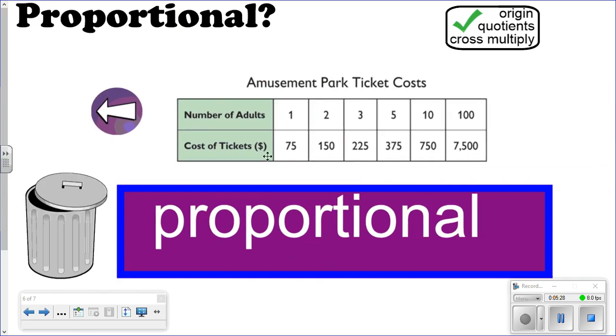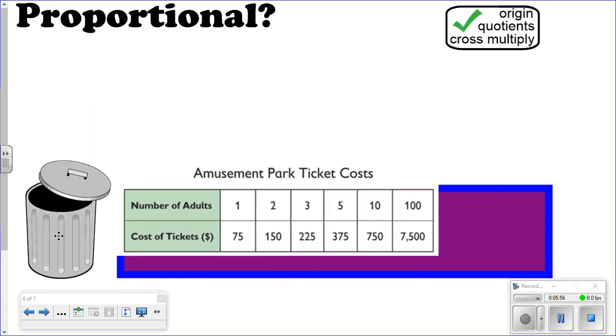And this one is proportional. 2 times 75 is 150, and 1 times 150 is 150. 75 divided by 1 is 75. 150 divided by 2 is 75. 225 divided by 3 is 75. If I go backward, I can see this is going up by 1. So I go backward and this would be 0. If I go backward 75, it would also be 0. So it is proportional.